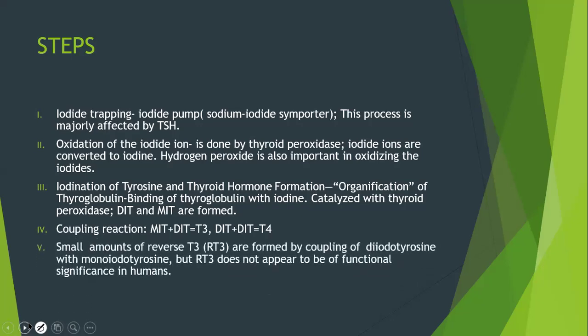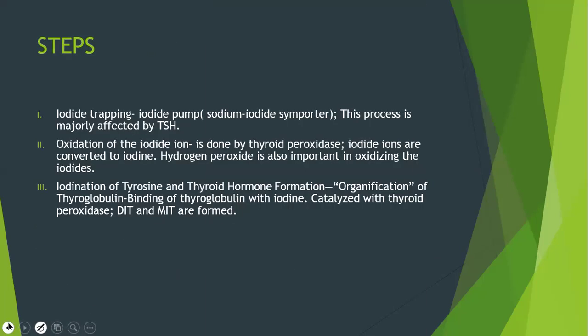Now, don't be deceived because you have another hormone called reverse T3. Again, this is usually formed from the coupling of diiodotyrosine and monoiodotyrosine. Sorry, it's tyrosine because tyrosine is the major component of thyroglobulin. Reverse T3 can also be formed from MIT and DIT, but it appears that this reverse T3 doesn't have a function, or it appears to be non-functional in human beings.